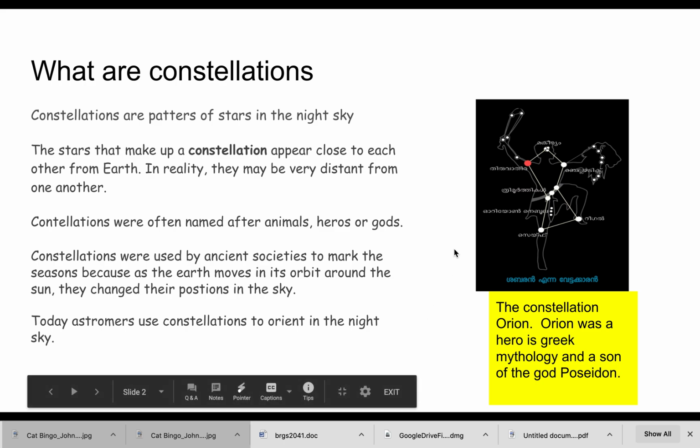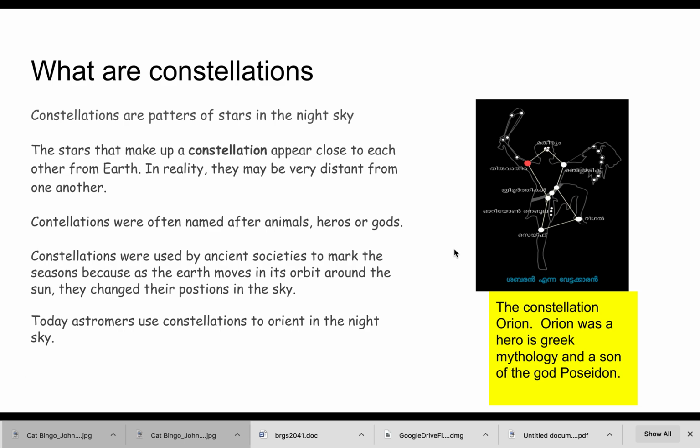They were useful in plotting out the seasons and the year. And the reason for this is the stars that we're able to see in the summer, we can't see those same stars in the wintertime because as the Earth is moving around the sun, the portion of the night sky that we see changes. So it appears to us on Earth that they're moving across the sky from east to west over the course of several months.